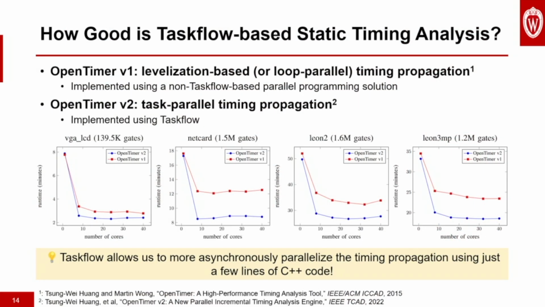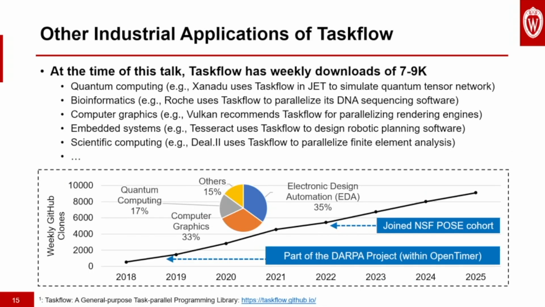As you can see from the result over here, we can clearly see the advantage of Taskflow. No matter how many CPU cores you use, there is always a consistent gap between Taskflow-based and non-Taskflow-based solutions. And that is because our system Taskflow allows you to more asynchronously parallelize the timing propagation using just a few lines of C++ code. At the time of this presentation, Taskflow has a weekly download number of 7,000 to 9,000.